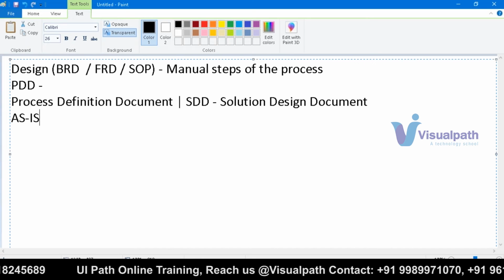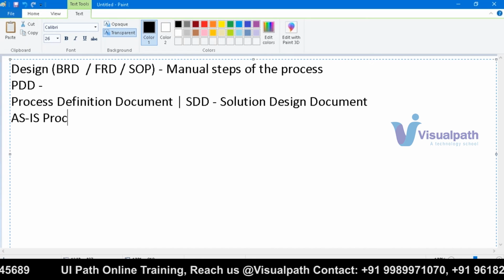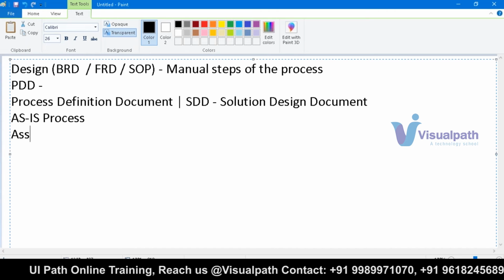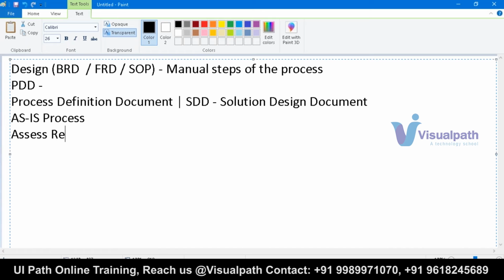So you try to write it as technically as possible in the as-is process, how they are doing it manually from a technical aspect. And next, what are the accesses required as part of the process?